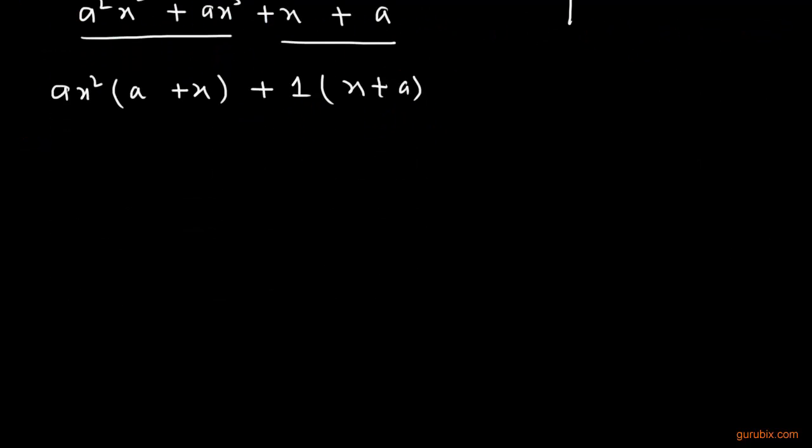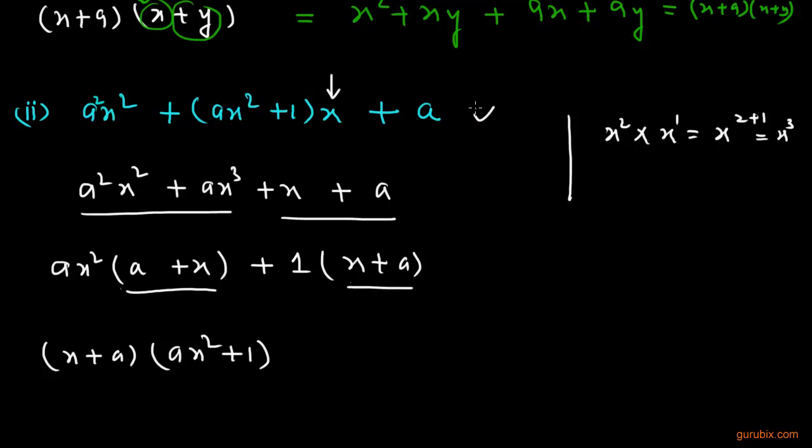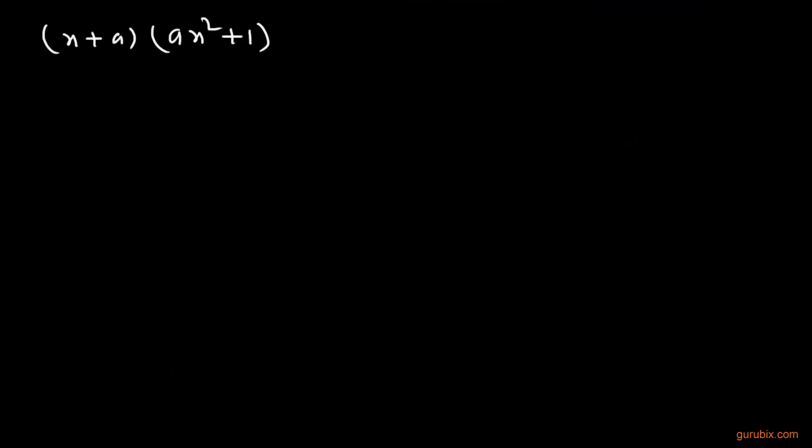So what we observe? We observe that this x plus a is common in these two terms, we get x plus a into, and here is a x square plus 1. So this is the factorized form of this algebraic expression. Now we shall move to another part of the example.